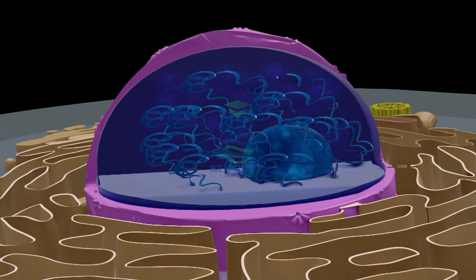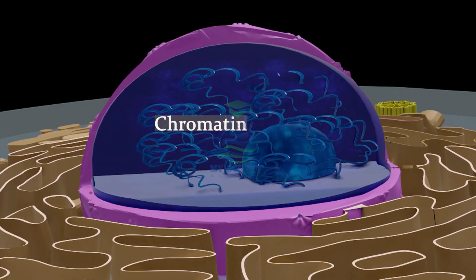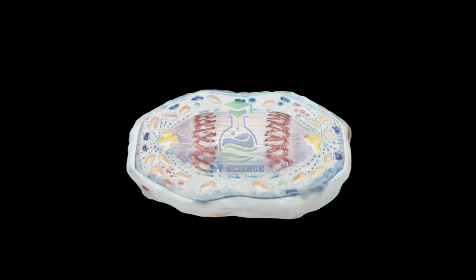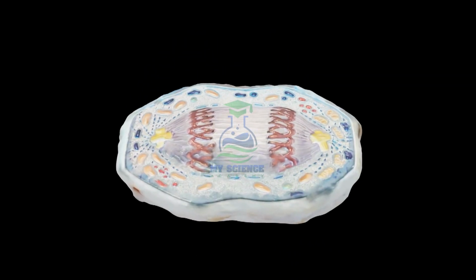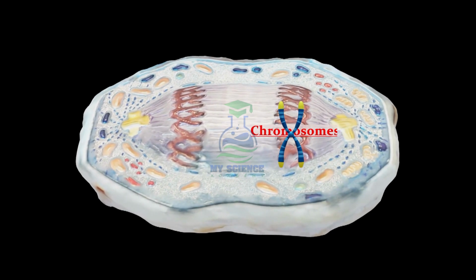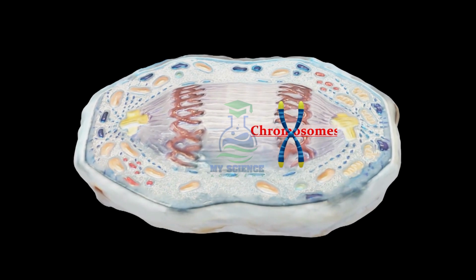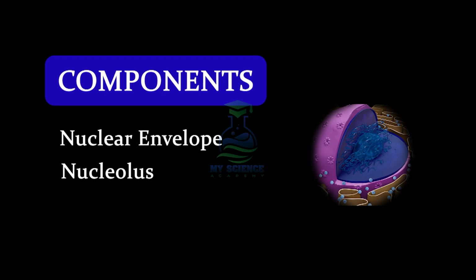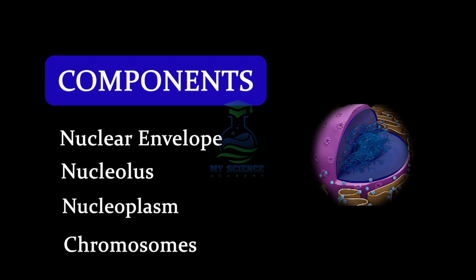The nucleus containing chromatin network is only visible when the cell is in a non-dividing stage. It disappears in dividing cells and chromatin material is replaced by chromosomes. Next we will see the components of the nucleus: nuclear envelope, nucleolus, nucleoplasm and chromosomes.